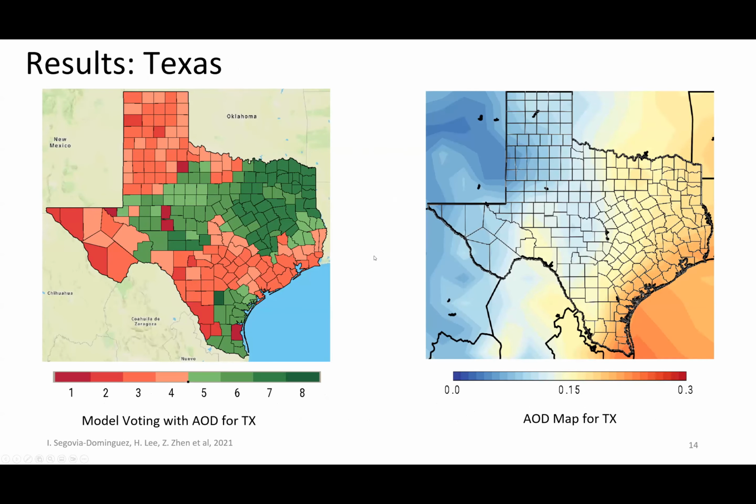After getting the experimental results, we plot the model votings using AOD and the AOD map. Here we find that the AOD values do help the model improve the performance in Northeast Texas and the Greater Houston areas. And if we also plot the AOD map, we can find that those areas where AOD does help improve the model accuracy are also the areas with high AOD. So high AOD usually refers to bad air quality. So we do think that the air quality will influence how COVID-19 spreads.